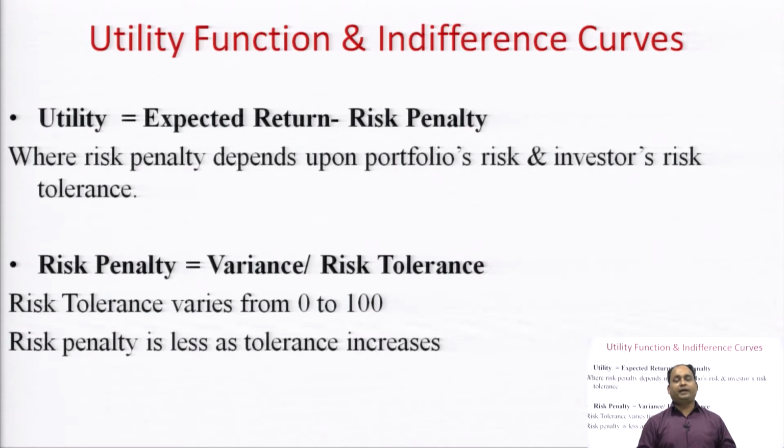There is a utility function and indifference curve approach used under the Markowitz theory. Utility is the expected return minus the risk penalty, where the risk penalty depends on the portfolio risk and the investor's risk tolerance capacity. The risk penalty is equal to the variance divided by the risk tolerance. Risk tolerance varies from 0 to 100, where the risk penalty is less as tolerance increases. The lower the risk penalty, the higher the utility from a portfolio.